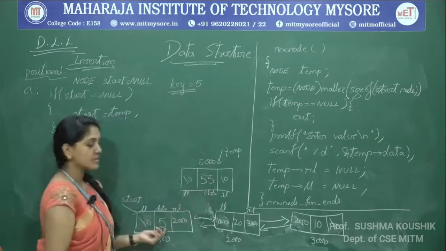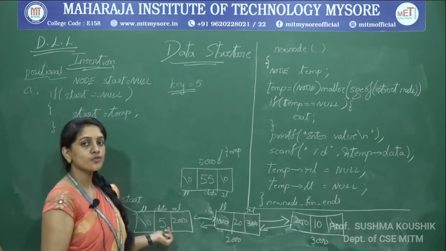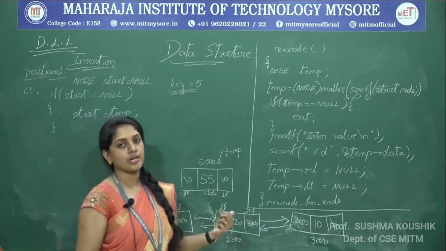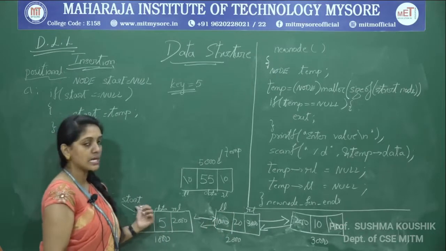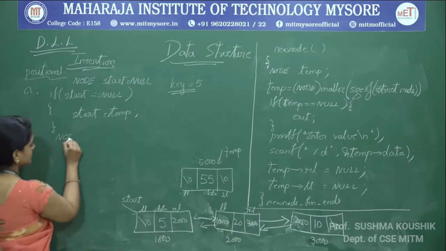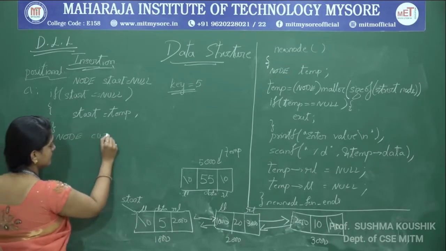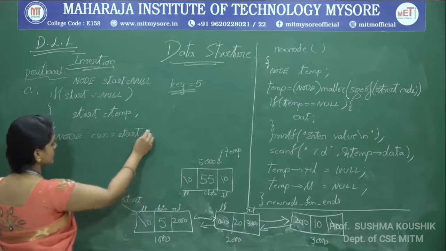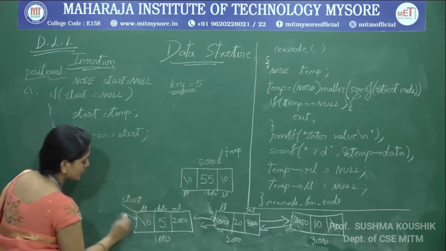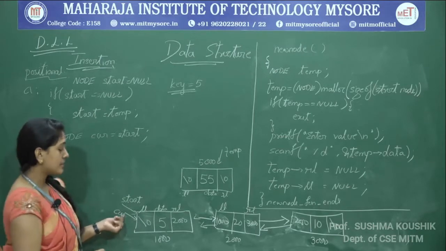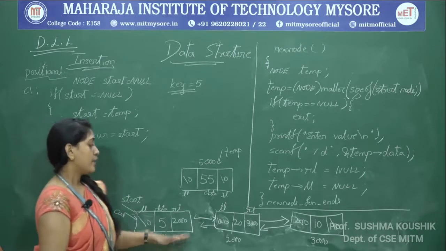I have to check where this value exists. So for traversal, I will consider one more pointer called the current pointer, because I should not disturb the starting pointer. Here we will take a node current, which will initially hold the starting pointer. So start and current are both pointing to the starting node now.